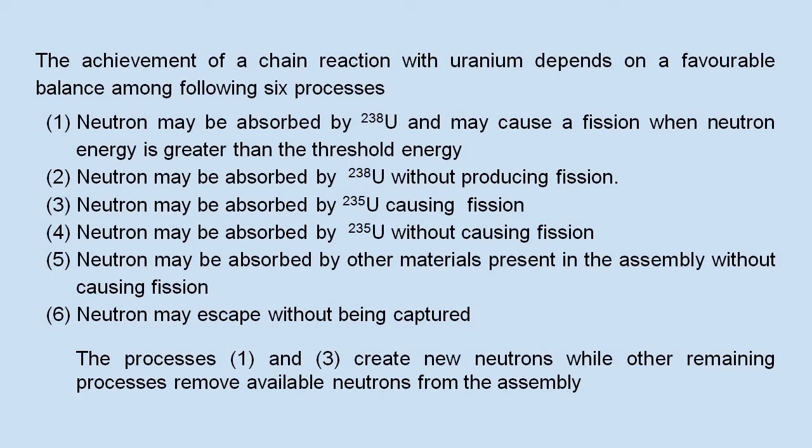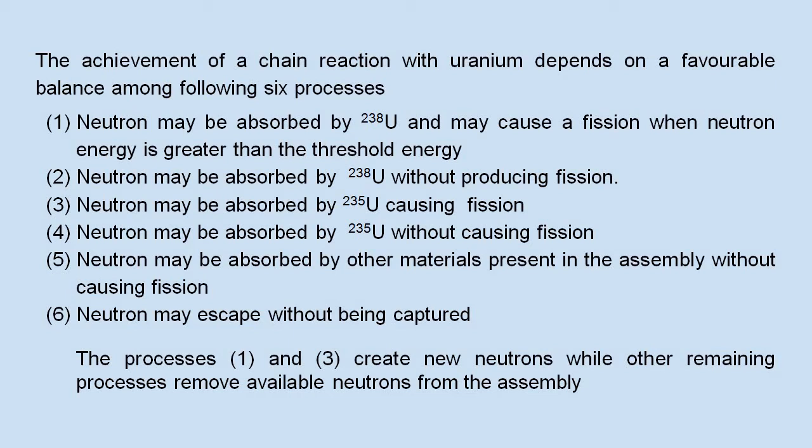When you take uranium-235, it is normally a mixture of 235 and 238. So, a neutron may be absorbed by uranium-238 and may cause a fission when the neutron energy is greater than the threshold energy. This is because normally uranium-238 is not fissionable. And a neutron may be absorbed by uranium-238 without producing fission.